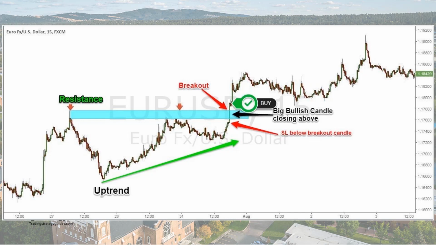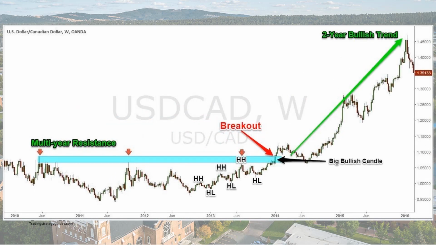And the last of the breakout setups is this long trade example on the USD Canadian dollar weekly chart. When we break above a multi-year resistance level, this has the potential to lead to a big bullish trend that can last for many years. In this example, we're looking at a USD Canadian dollar weekly chart and a broken resistance that was the starting point of a massive 2-year long bullish trend.